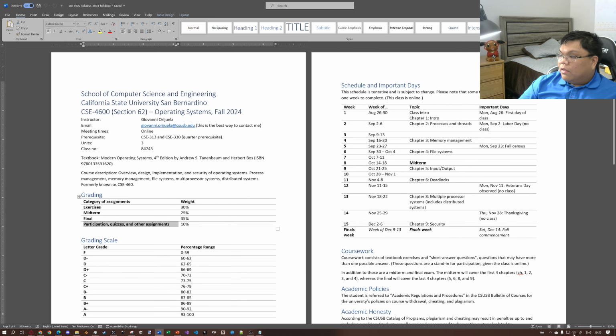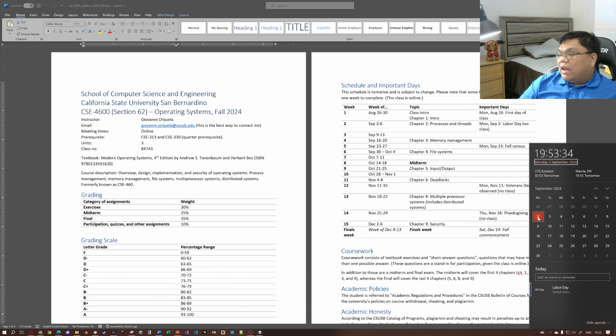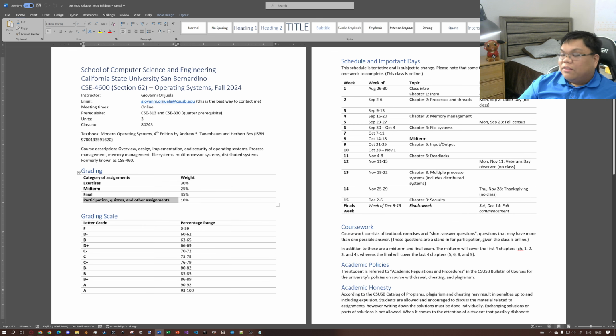I mentioned that today is Labor Day, and keep that in mind because a few weeks from now, it's going to be the 23rd, and that is fall census. If you need to drop the class for any reason, the best time to do so is anytime before September 23rd. That way you don't get a letter grade for the class. Anytime after that, you're going to receive a grade of W. I believe that's how it works, but double check that with how grading works with the entire system. Okay.